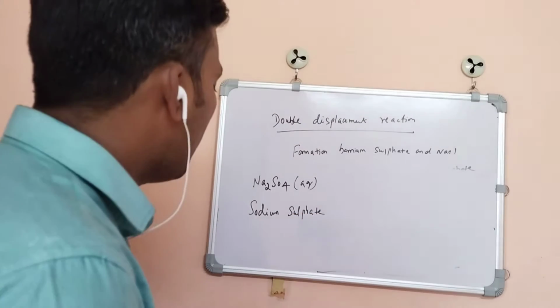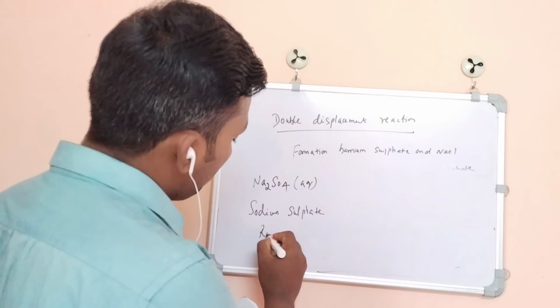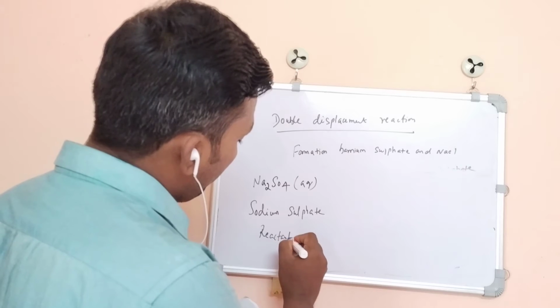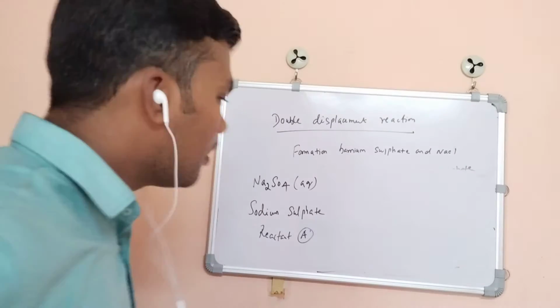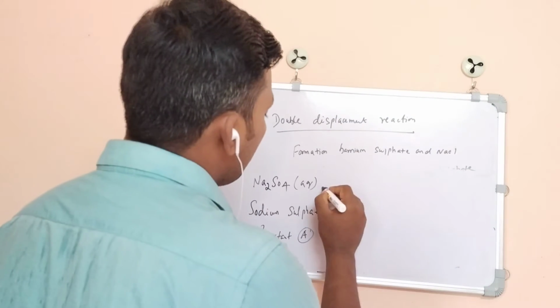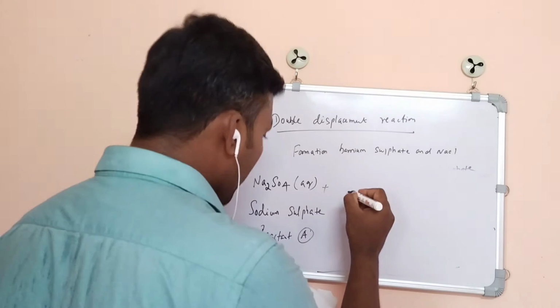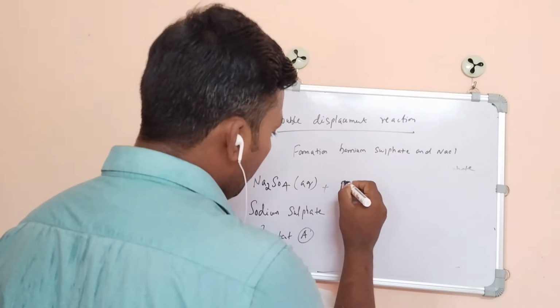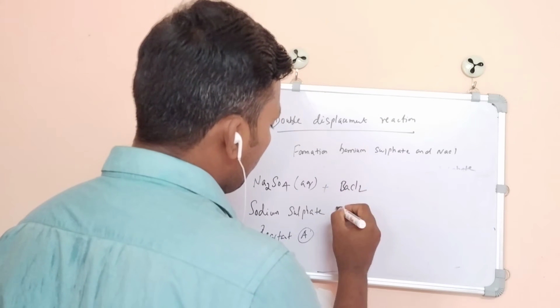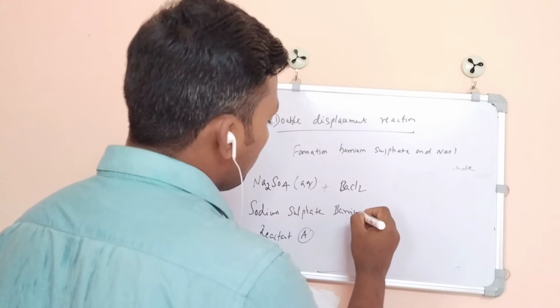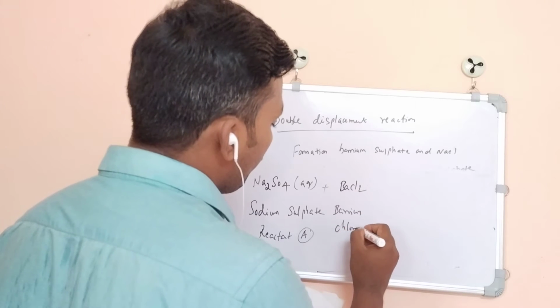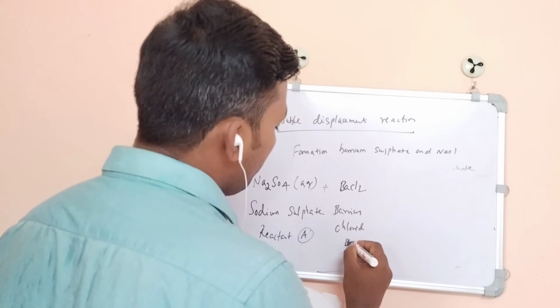Okay, this is reactant A. Another reactant, what is that one? That one is barium chloride, BaCl2. This is barium chloride. This is reactant B.